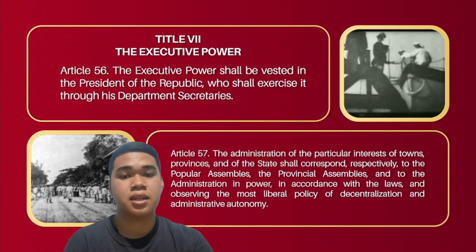The article highlights the need to follow administrative autonomy and decentralization principles as well as current legal requirements in carrying out this distribution of responsibility. This implies that, to the extent permitted by law, every level of government, local, provincial, and state, should have the power to conduct its own affairs independently. The administration of the specific interests of a town is managed by the popular assemblies. Also, provincial matters are handled by the provincial assemblies.